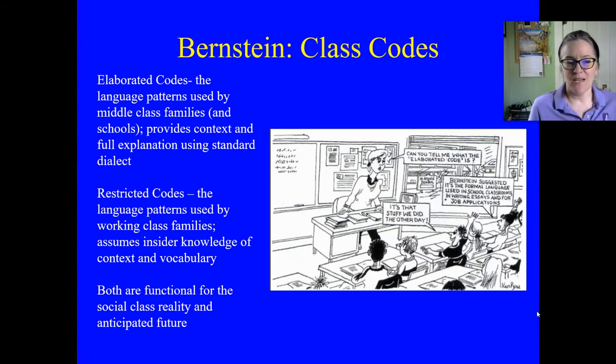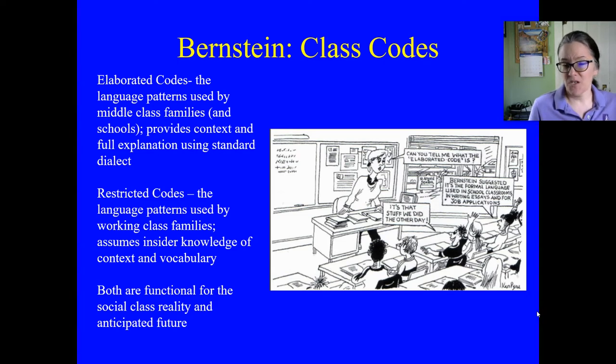Then the restricted codes are those used by the working or lower class, and they assume some kind of insider knowledge. They might use jargon, non-standard dialect, and words that people wouldn't know, or that's assumed in the context. So the child using the restricted code said, "It's the stuff we did the other day." So they're assuming correctly that everyone else was present in class and talking about the topic. So why shouldn't you be able to use this shorthand?